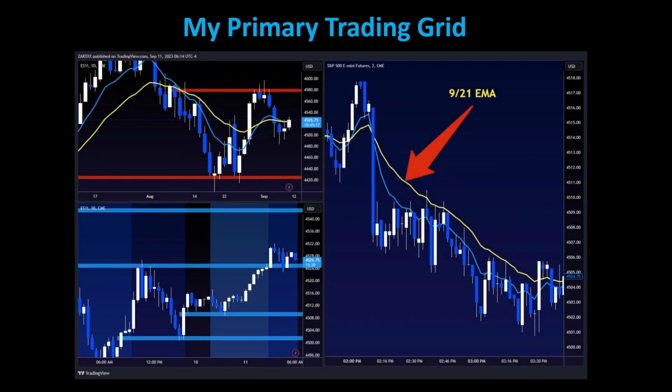My primary trading grid is very simple, and this is what it looks like. It has a daily chart up in the top left, a 30-minute chart in the bottom left, and a 1, 2, or 3-minute chart on the right-hand side to really dig down into the micro price action, if you will.